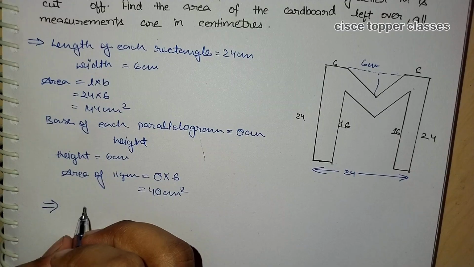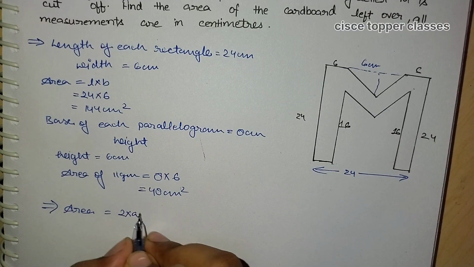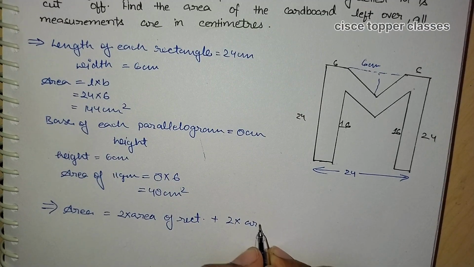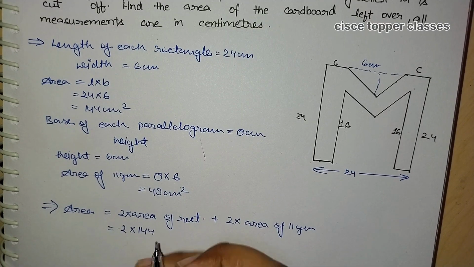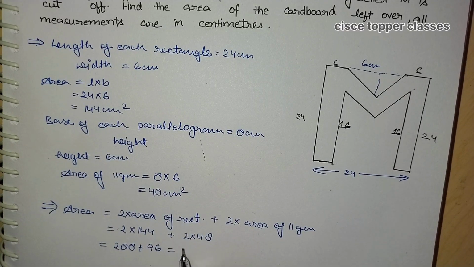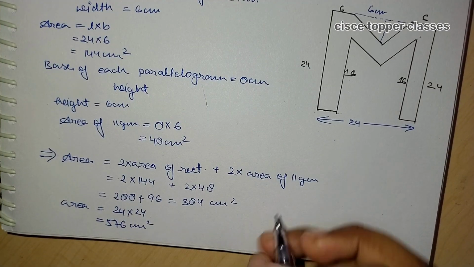Now if we add these areas, the total area will be 2 into area of rectangle plus 2 into area of parallelogram. So on adding, we will get 2 into 144 plus 2 into 48. So this will be 288 plus 96 here. So 384 centimeter square. Area of square cardboard is 24 into 24, means 576 centimeter square.